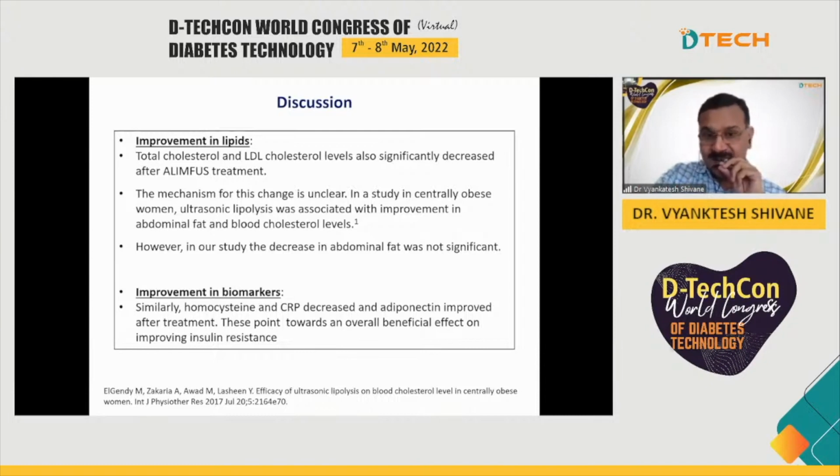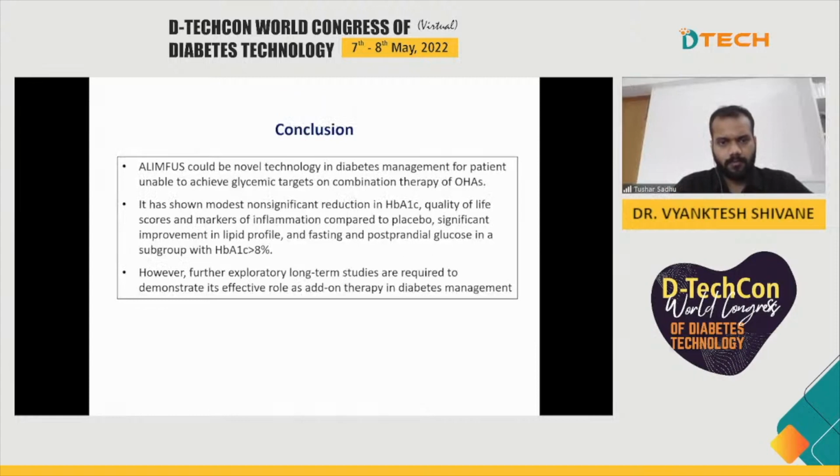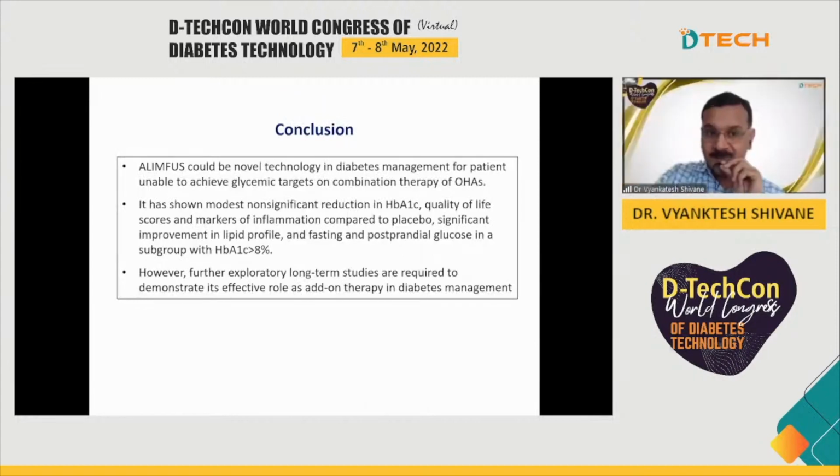Similarly, homocysteine and CRP decreased and adiponectin improved after treatment. So markers of inflammation were fairly improved and there was an improvement in insulin resistance. So in conclusion, Dr. Shivane, last slide.